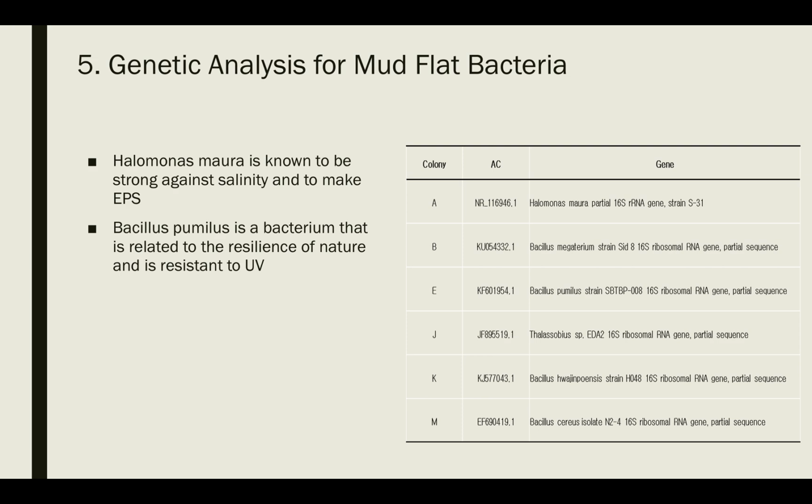Mudflat bacteria B is Bacillus megaterium, which inhabits temperatures of 3 Celsius to 65 Celsius and is used as an important industrial organism and for biological control of plant diseases.